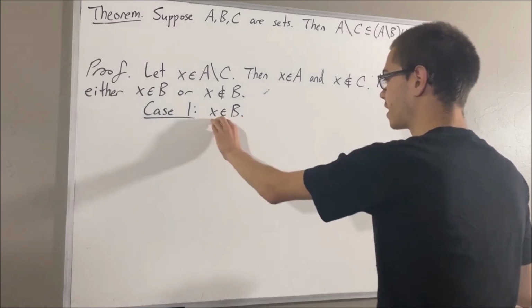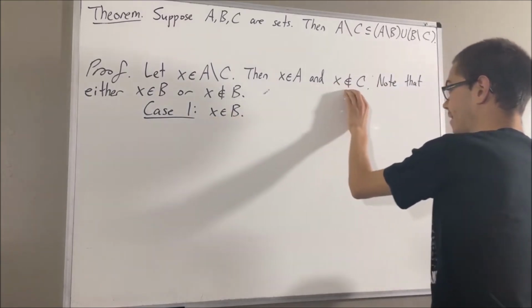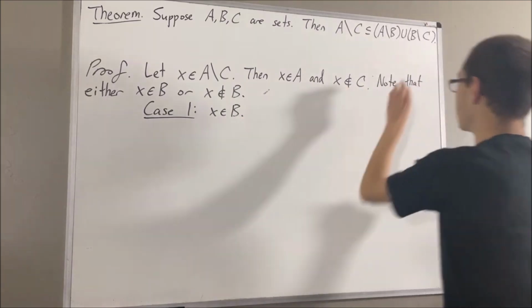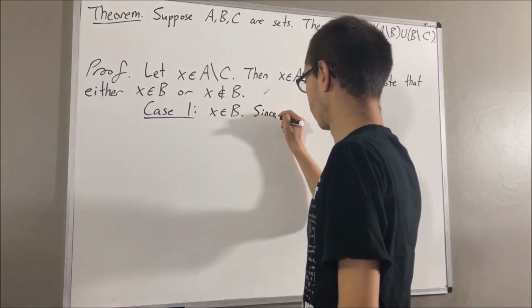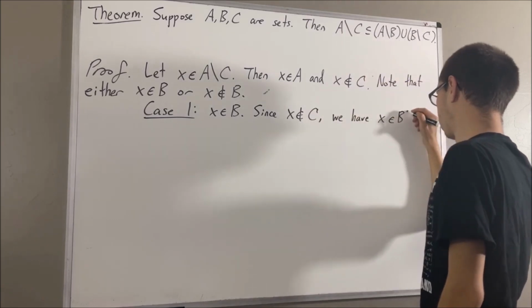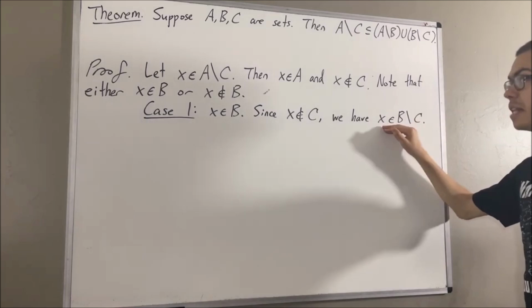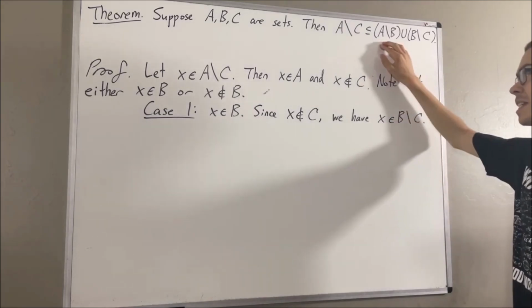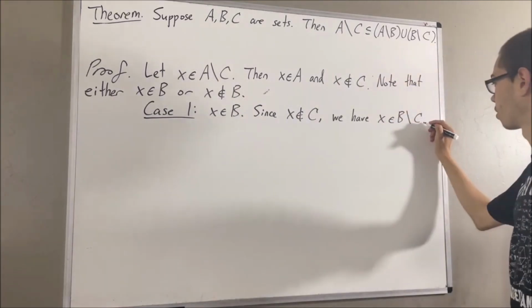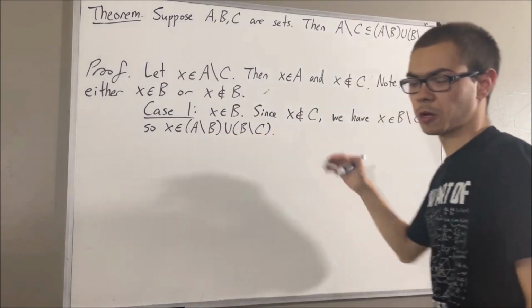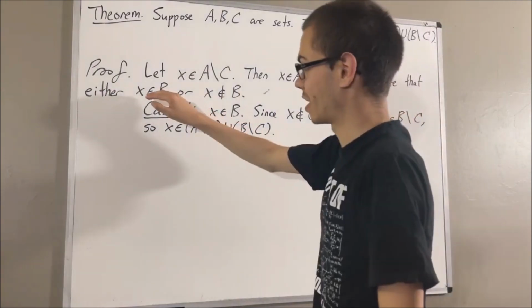Well then, we see that X is an element of B and X is not an element of C. So these two facts tell us that X must be an element of B set minus C. So, since X is an element of B set minus C, X must then be an element of the union of A set minus B and B set minus C. And that is what we wanted to show. So this completes the case where X is an element of B.